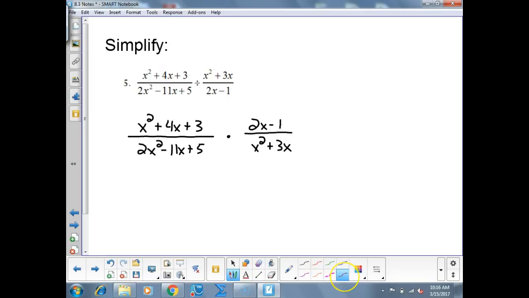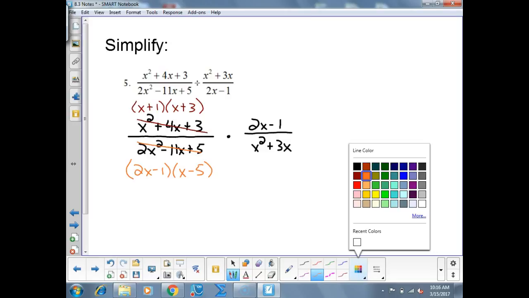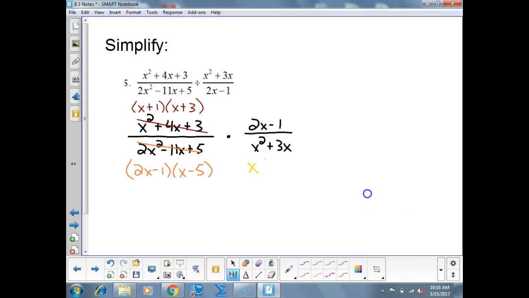Factor. Upper left. x plus 1 and x plus 3. x plus 1, x plus 3. Everybody agree? Good. Lower left. 2x minus 1 and x minus 5. That one. Upper right. Lower right. x plus 3. Okay.